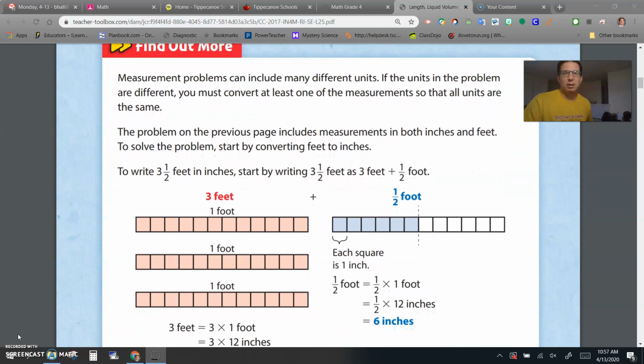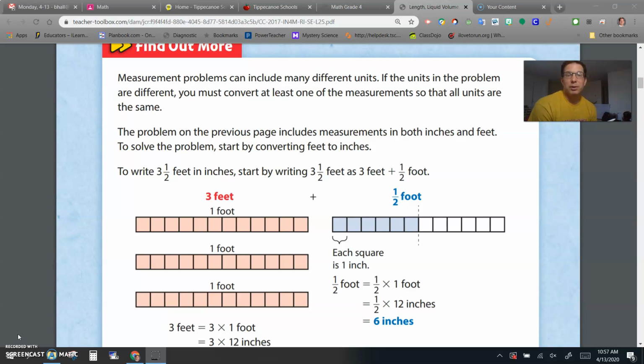Okay, on 287 here. Measurement, the problem can include different units. If the units in the problem are different, you must convert them. This is the same type of stuff that we have been doing the previous 2 weeks, because we need to convert them all into the same unit. We've been talking about this. So you must convert to the same unit.